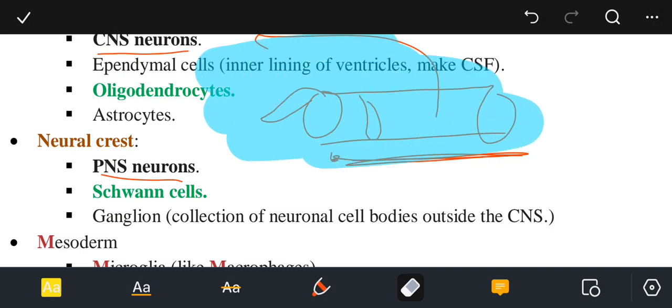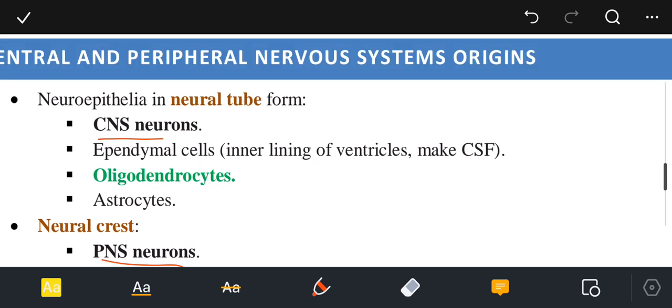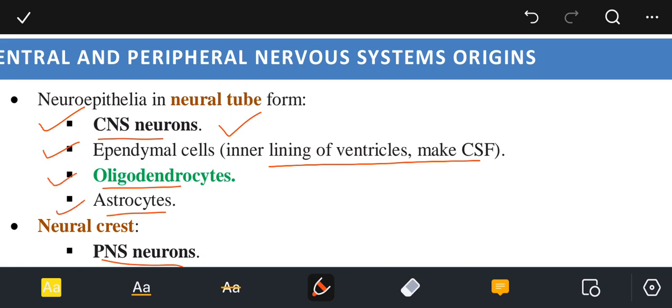So let me remove this. So now the central nervous system neurons: neuroepithelia and the neural tube form the central nervous system neurons. Ependymal cells, the inner lining of the ventricle, make the CSF. Oligodendrocytes and astrocytes. So central nervous system neurons and the glial cells, including the ependymal cell, oligodendrocyte and astrocyte, are coming from the neural tube.